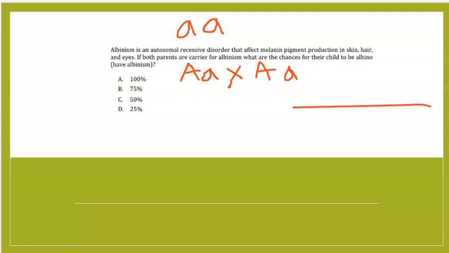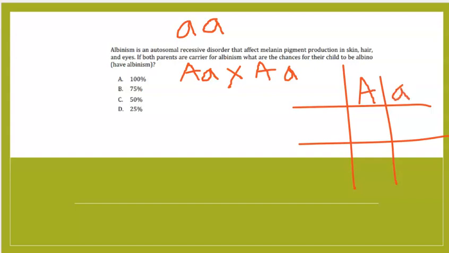So now when you have this, you will do the same thing. You will start making a Punnett square to figure out the genotypes here. So I have a big A, small a here, and a big A, small a here. Then start cross multiplying and writing your genotype. Okay, this is what we do here. And the last one is small a, small a.